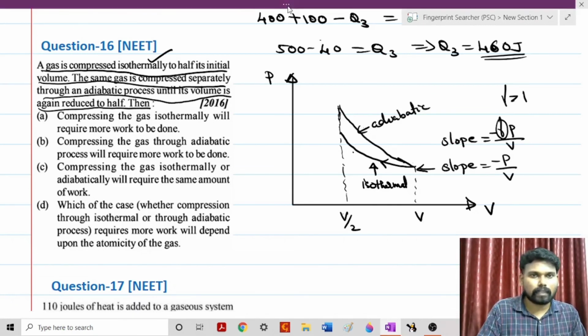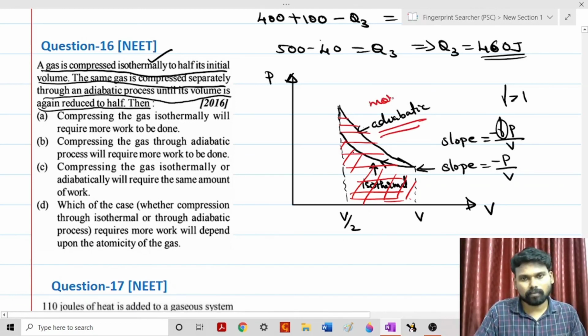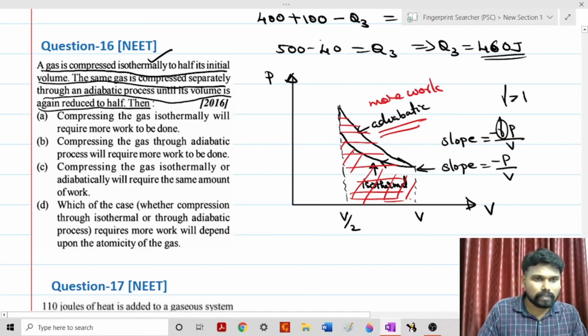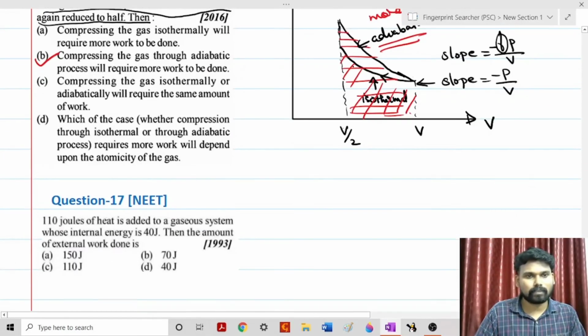You know that the area under the PV diagram gives the work done. For the isothermal, this is the area. For adiabatic, you can see that the area under this curve is more. So adiabatic has more work. Compressing the gas through an adiabatic process will require more work to be done. B is the correct option. So keep this diagram in your memory.